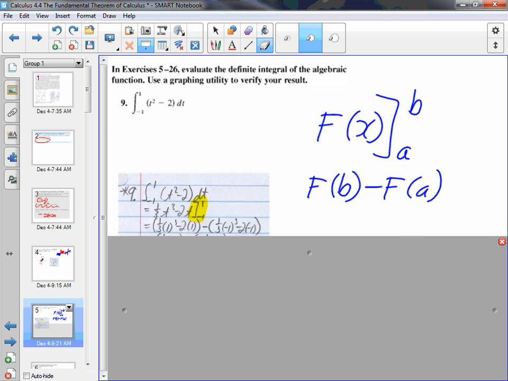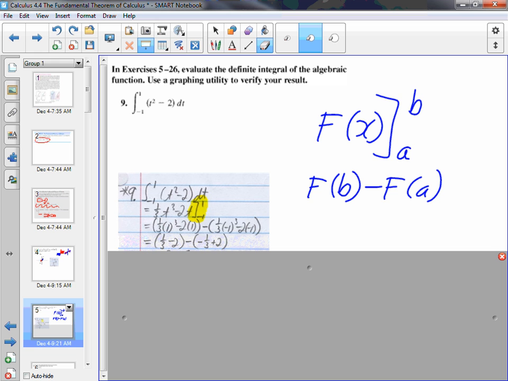Now it's arithmetic. Okay? So 1 cubed is 1. 1/3 times 1 is 1/3. -2 times 1 is -2. And I've got the first parentheses almost evaluated. Minus, now I'll work on the second parentheses. When I cube -1, I get -1. 1/3 times -1 is -1/3. And then -2 times -1 is +2.